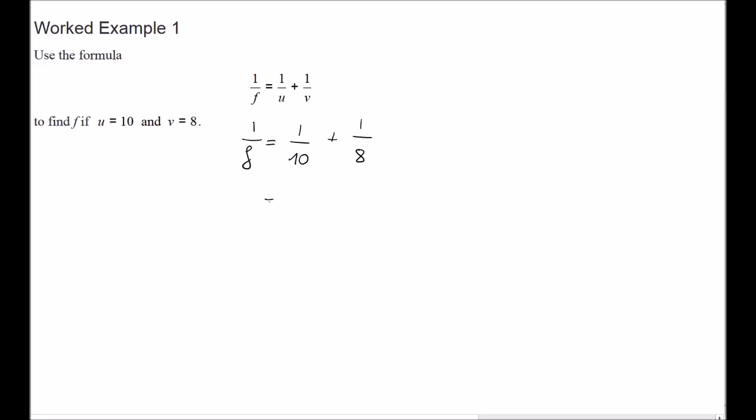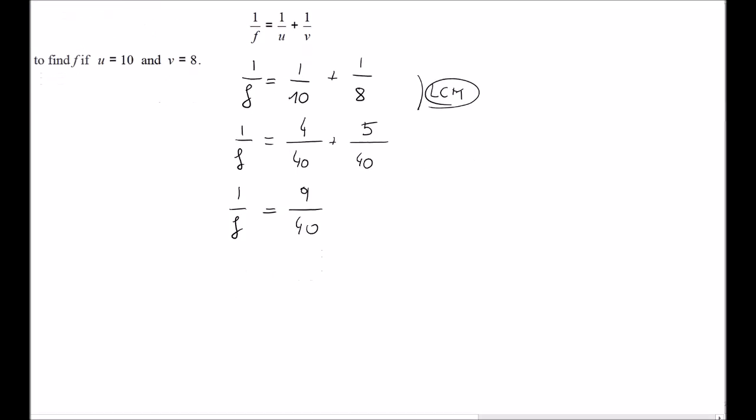All right, when adding fractions, I need to put the fractions on the same denominator, of course. And for that, I have to find the lowest common multiple, or the LCM of 10 and 8, which is going to be 40. 1 over 10 is going to be 4 over 40. 1 over 8 is going to be 5 over 40, like that. So, and still 1 over f is equal to this. So 1 over f is going to be 4 plus 5, which is 9 over 40.